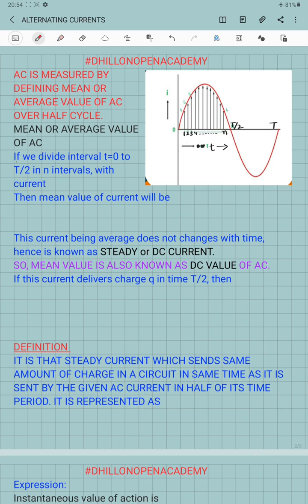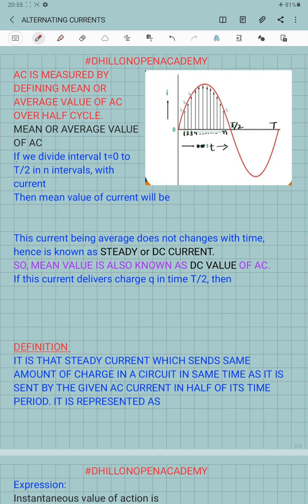When AC flows through a circuit, AC basically produces two types of effects. One, it can deliver a certain amount of charge into the circuit. Second, it can produce heat. Unlike DC, which can produce heat, deliver charge, and also produce magnetic effects, AC is able to produce these two types of effects: delivering charge and producing heat. So when we define the average value of the AC, it is defined on its effect that it is able to deliver a certain amount of charge into the circuit.